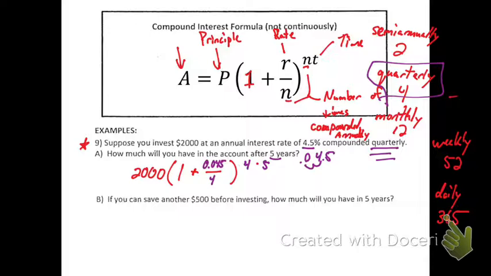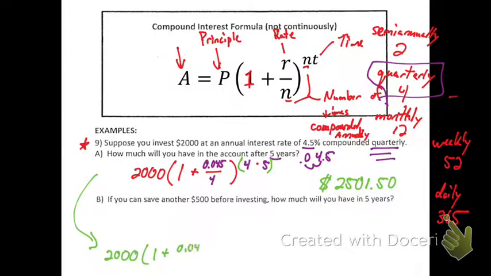Now, what should you get out? You should get out some money, but the exact amount that you should get out of your calculator when you plug this in is $2,501.50. Okay? Now, keep in mind, what is 4 times 5? It's 20. So technically on this one, what we have here is 2,000 times 1 plus 0.045 over 4 to the 20th power. So it's fine to multiply those.